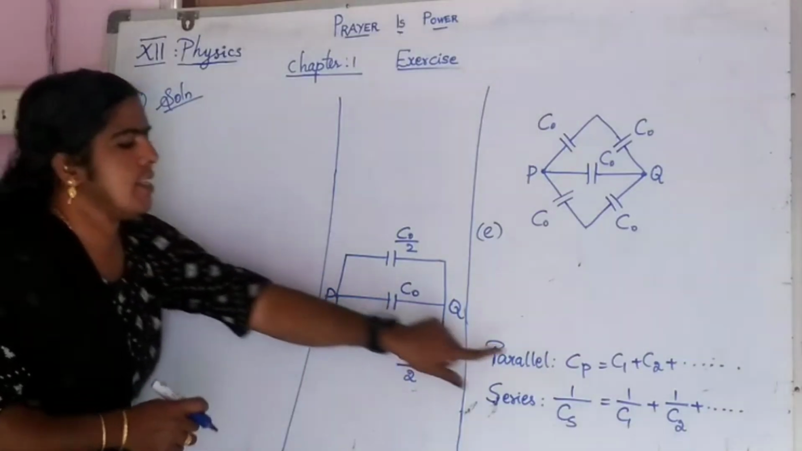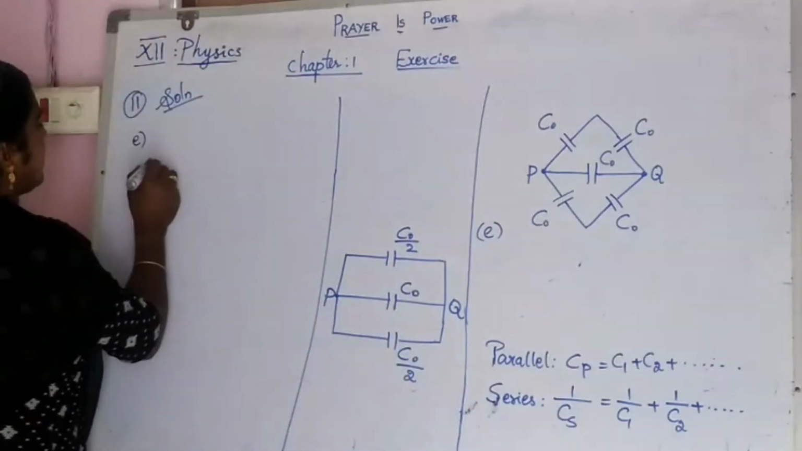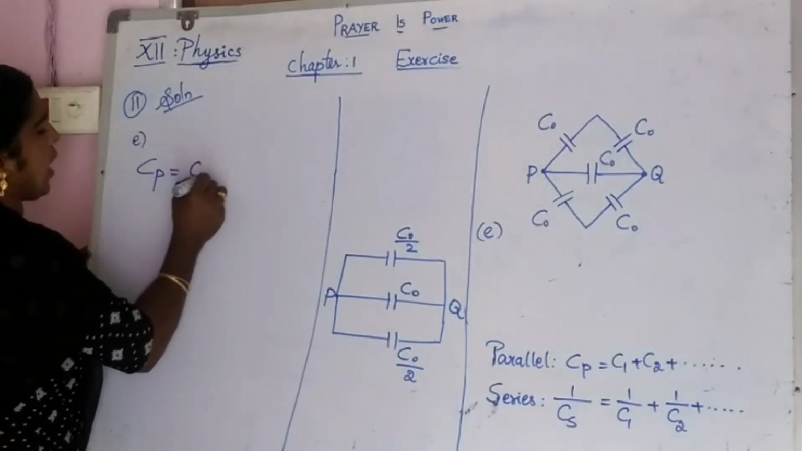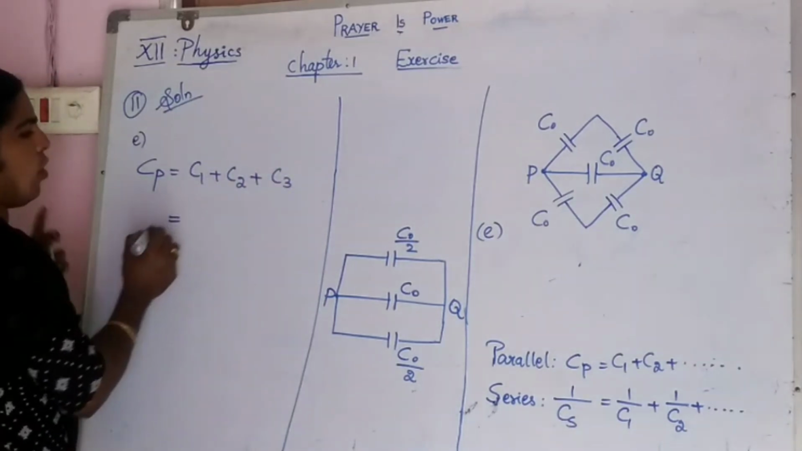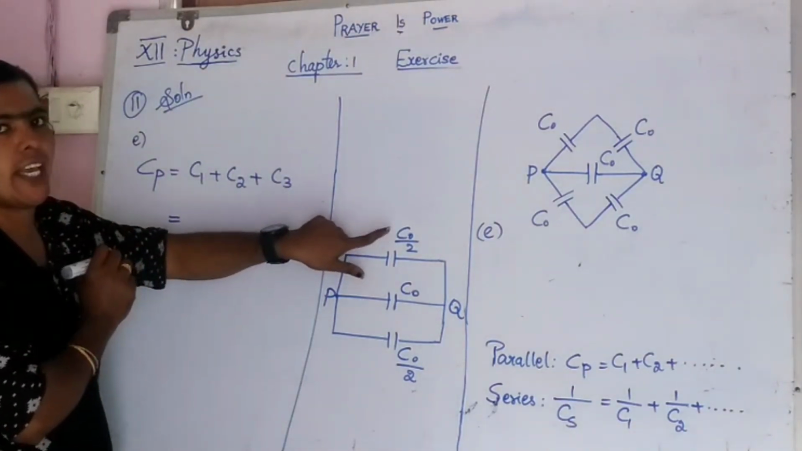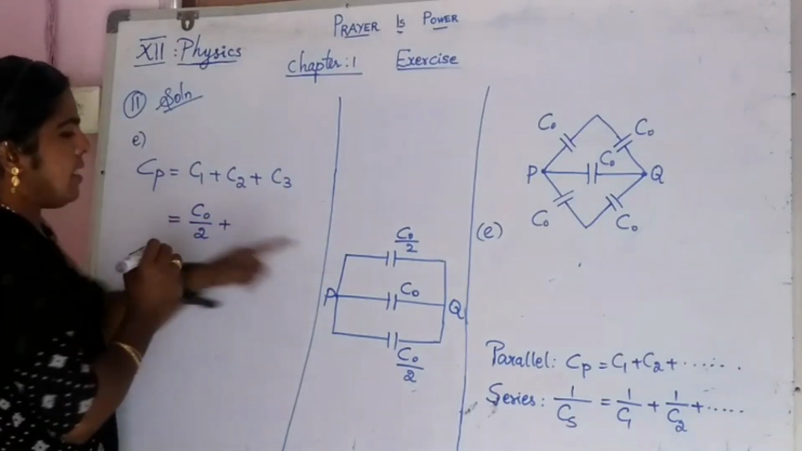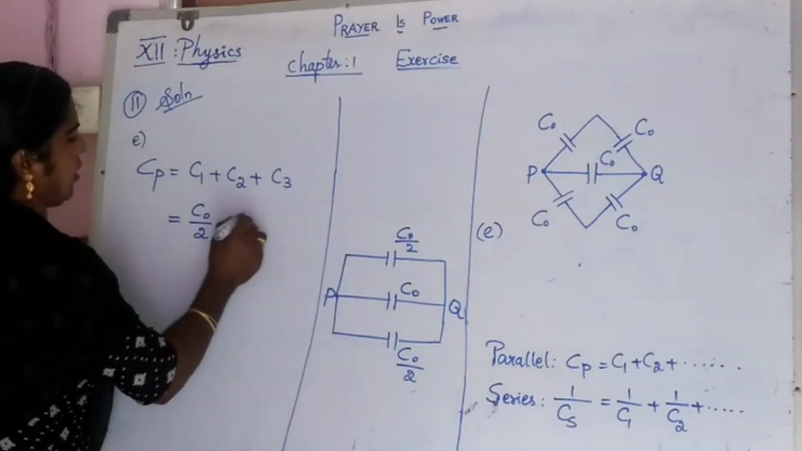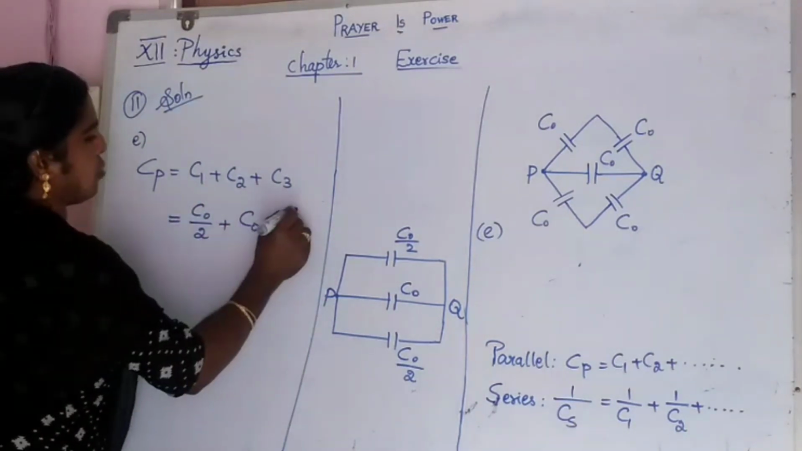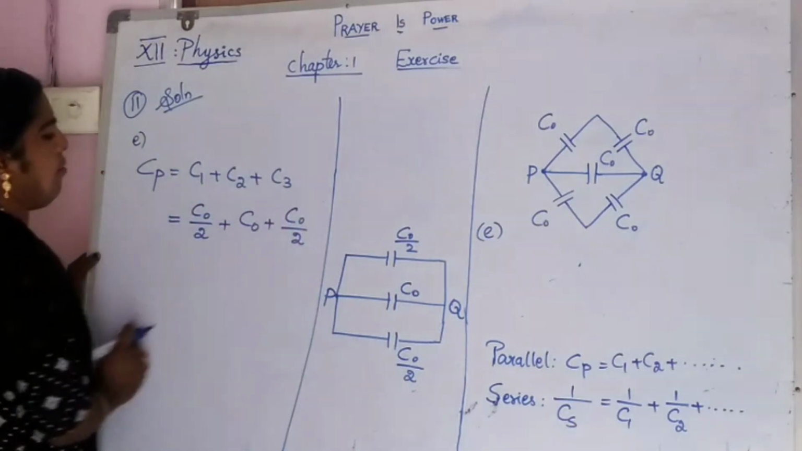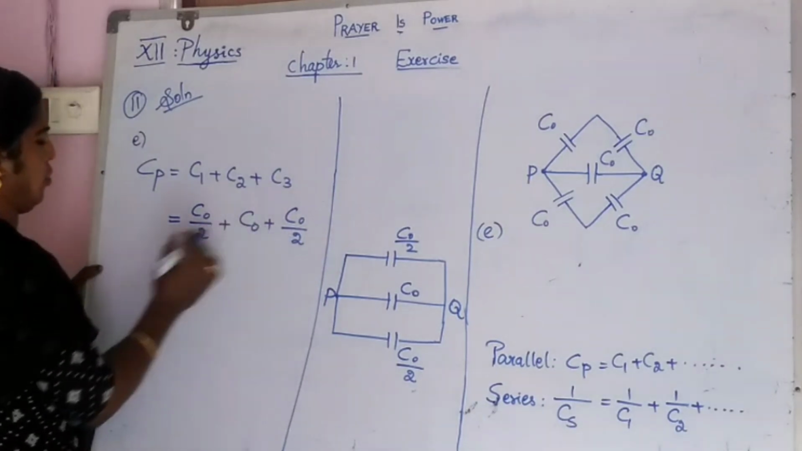Parallel formula is Cp is equal to C1 plus C2 plus C3. That is equal to, C1 value we are taking C0 by 2, plus C2 value is C0, plus C3 value is C0 by 2. First we are calculating C0 by 2 and C0 by 2.